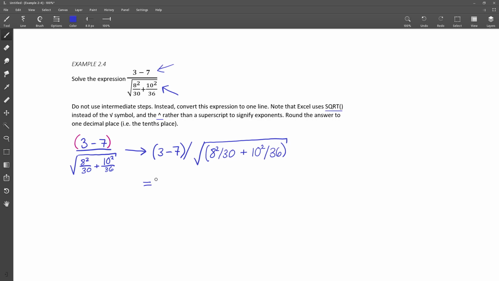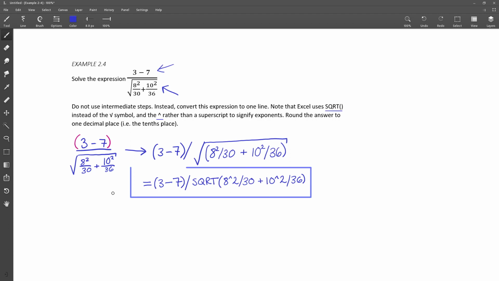So in Excel, what you would type is open parentheses, 3 minus 7, close parentheses, division symbol, SQRT, which is going to be your square root function. You have to open parentheses and put the expression inside. It's going to be 8 caret 2. That's how you write 8 squared in Excel, divided by 30 plus 10 squared, so 10 caret 2 in Excel, divided by 36, close parentheses. And if you type that into Excel, it's going to calculate out this expression for you in one step. Let's go do that now.